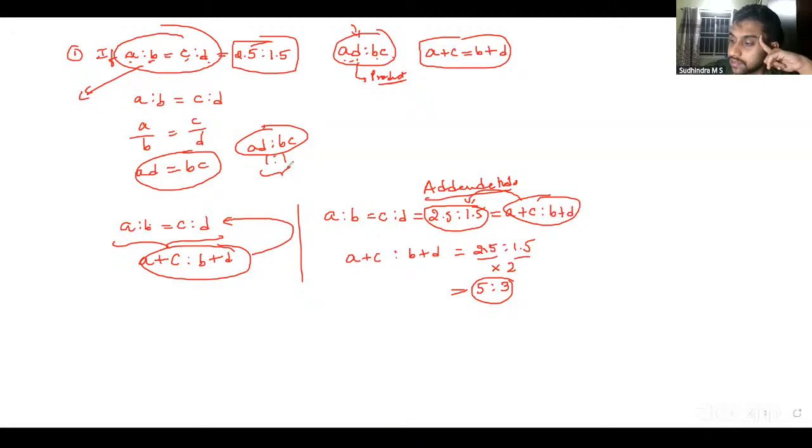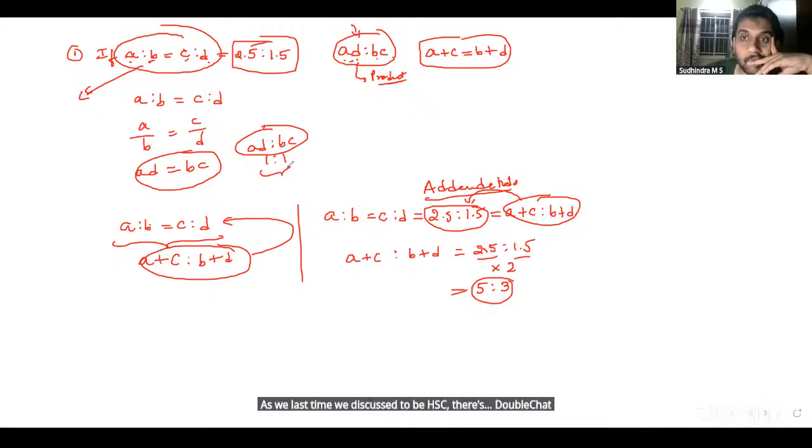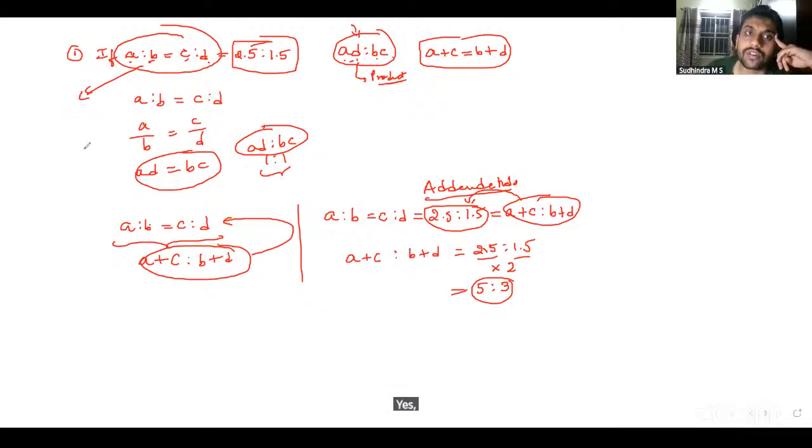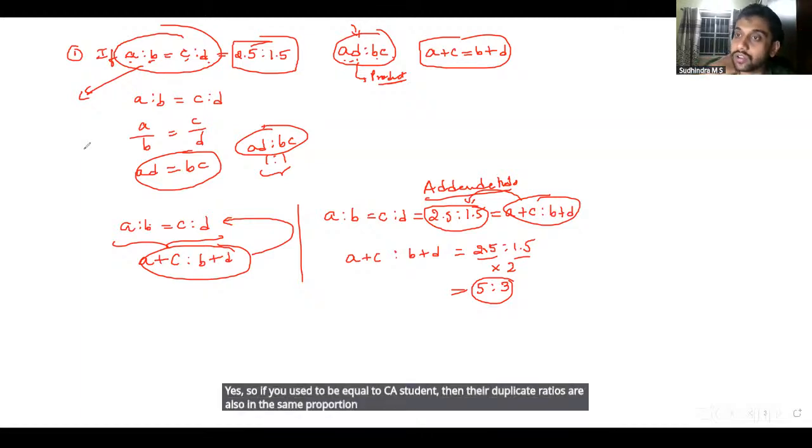Sir, as we last time discussed, A is to B equals B is to C, the duplicates are also in the same proportion. I checked for the sub-duplicates and sub-triplicates; they are coming in the same proportions. Very good. Good job. So if A is to B is equal to C is to D, then their duplicate ratios are also in proportion. Their sub-duplicate ratios are also in proportion. Very good.